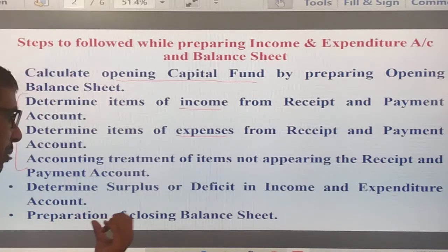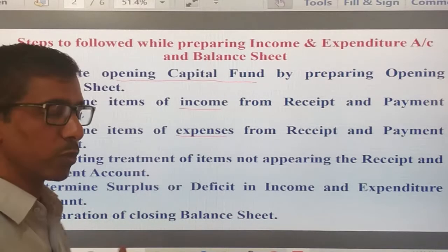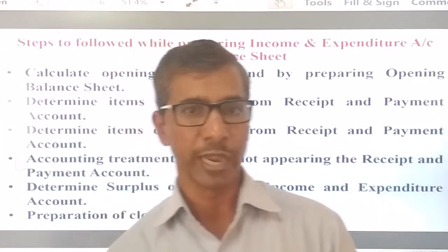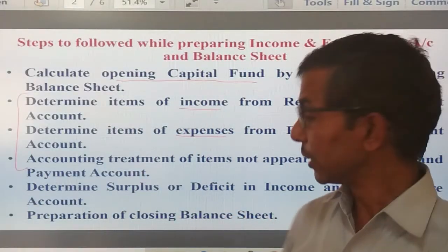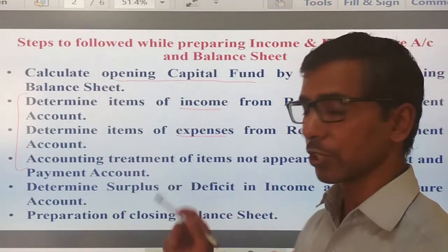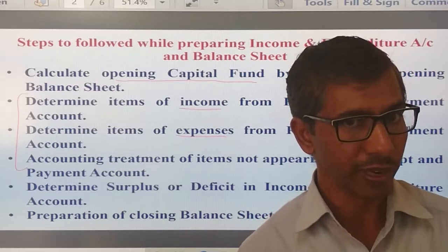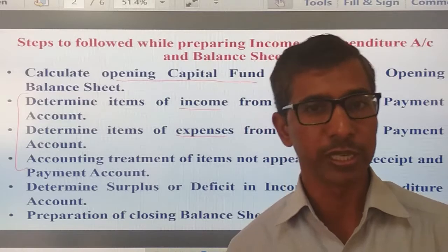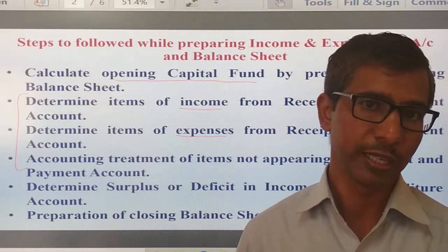And next is preparation of the closing balance sheet. After calculating the surplus or deficit, we have to prepare the closing balance sheet at the end of the year. In this closing balance sheet, the surplus will be added to the capital fund on the liability side of the balance sheet, or if there is a deficit, we have to deduct that deficit.